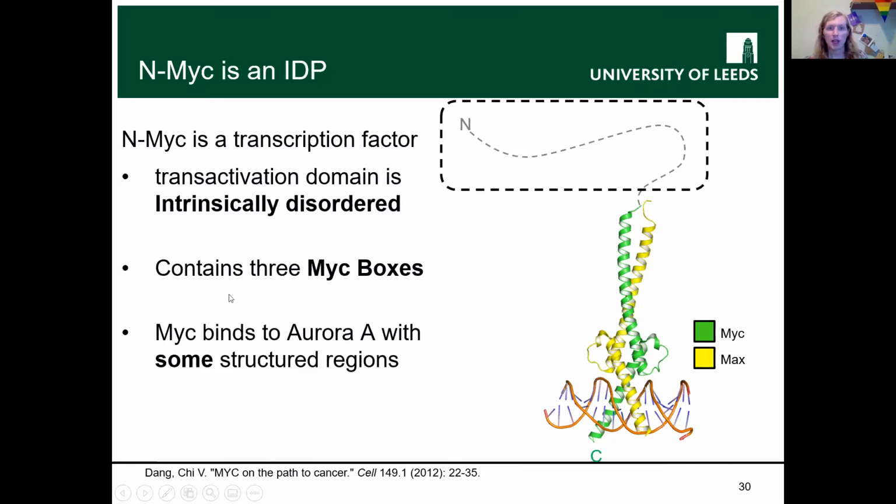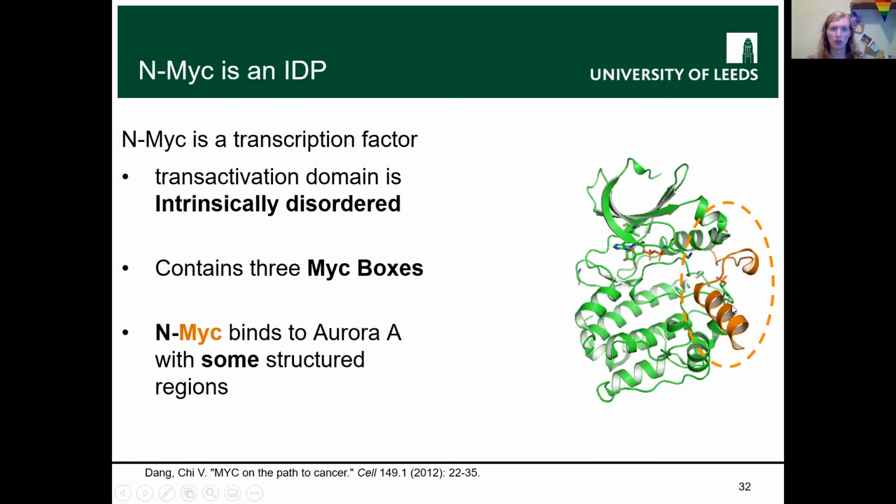And what's really interesting is that NMYC has a crystal structure with Aurora A, but only of some of the structured regions. So this is Aurora A again, but this time with a bit of NMYC bound to it. But this doesn't tell the whole story. This is a small fragment of the overall transactivation domain. Most of the NMYC transactivation domain is unstructured, again because it's intrinsically disordered. So we struck lucky with this structure.